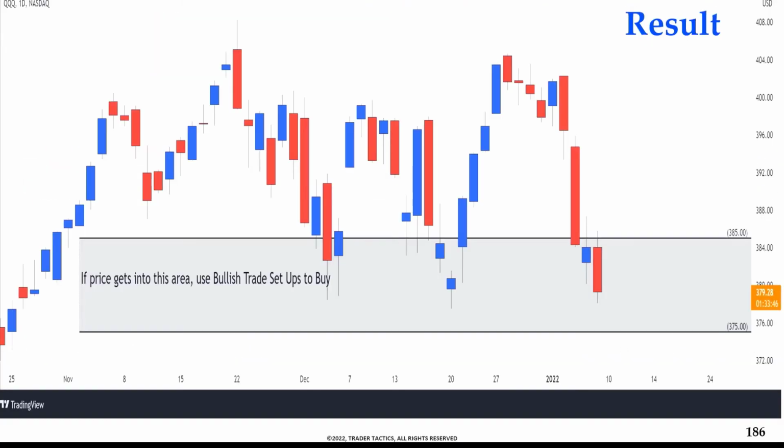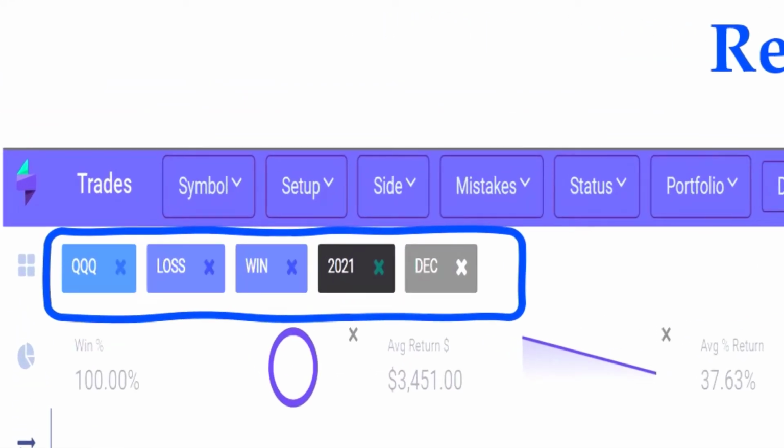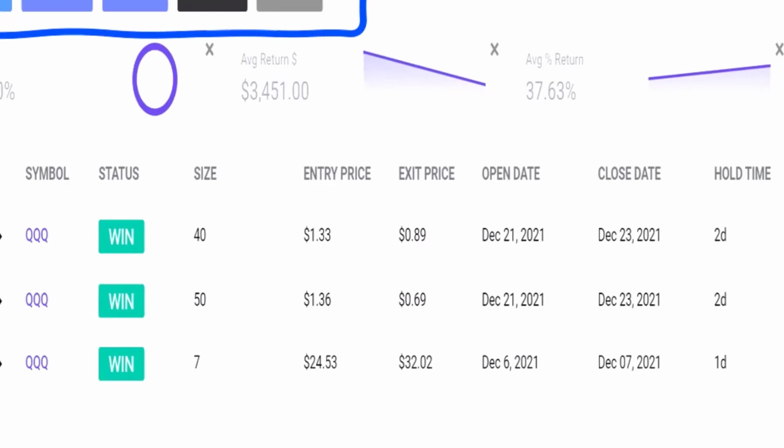So the question now is, did I actually follow my plan? Well, here's the result. This was in December of 2021. And you can see I took 3 trades during that time. Remember, it hit it 3 different times. So I took 3 trades total on this one. And you can see the actual results. Size, now these were option trades. So size 40, that's 40 contracts, 50 contracts, and then 7 contracts, okay?